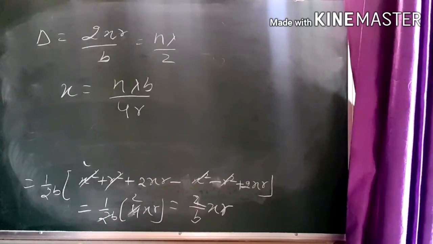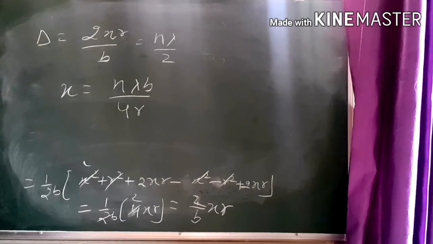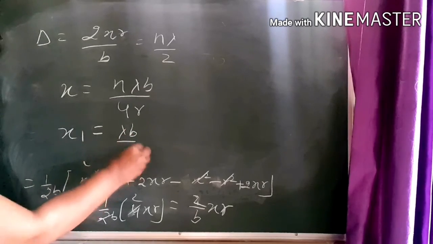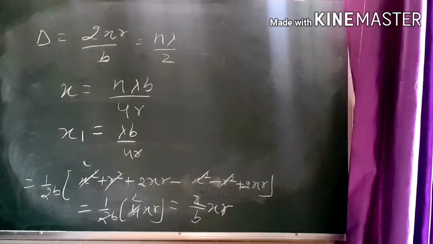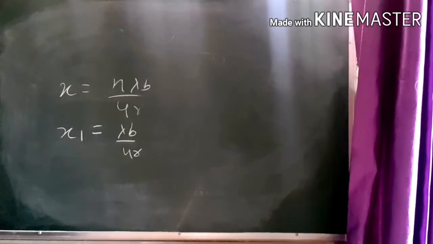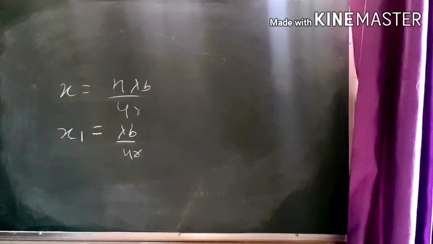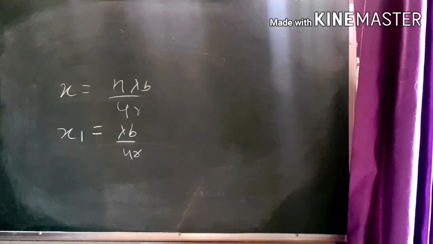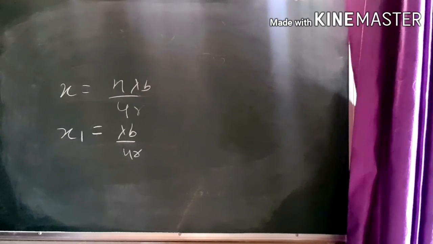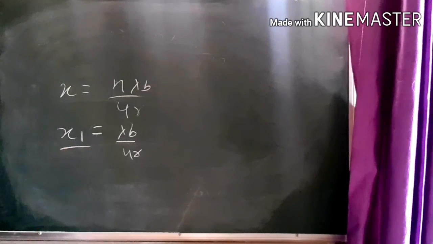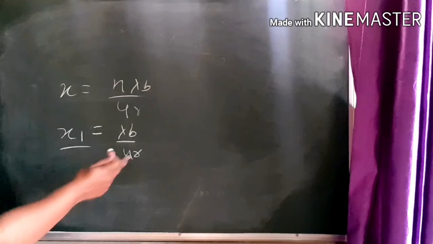If n is equal to 1, if there is only one half period zone, then we have x1 equal to lambda b by 4r. Again we have, if n is an odd number of half period zones, then the point P will be a point of maxima. If there are an even number of half period zones, then there will be a minimum. So this is the condition for the first maximum.